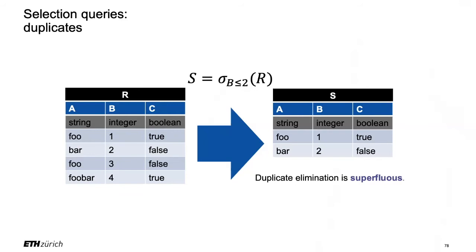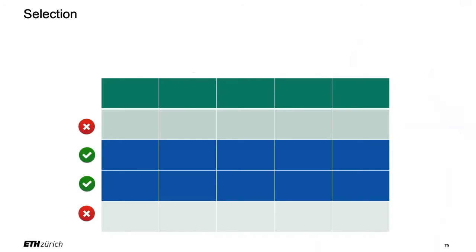We don't need to worry about duplicates here. Because all we do is answer the yes/no question, and we keep the rows for which the answer was yes. So there's no risk that a duplicate would actually emerge out of nowhere, right? So we don't need to worry too much about that. So selection is like that.